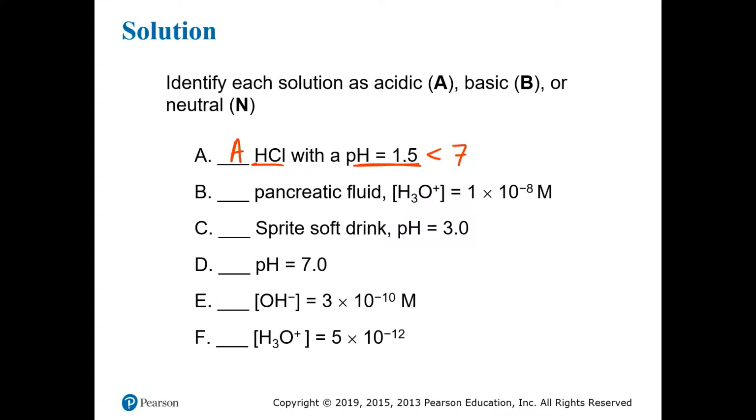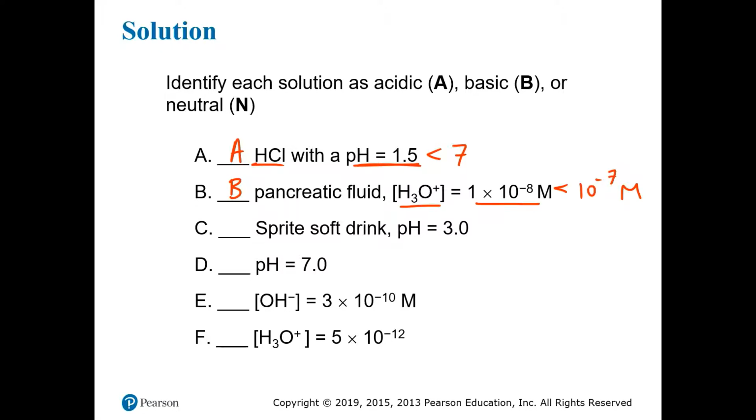The next example is pancreatic fluid, where they give the hydronium concentration of 1 times 10 to the minus 8th molar. Now, keep in mind that every solution has both hydronium and hydroxide. Just because they're telling you that the hydronium concentration is some number here doesn't mean that this is an acidic solution. In fact, this concentration of hydronium is less than 10 to the minus 7th, which is the concentration it would have in neutral water. That means that this pancreatic fluid has less hydronium than neutral water, and therefore this is basic.